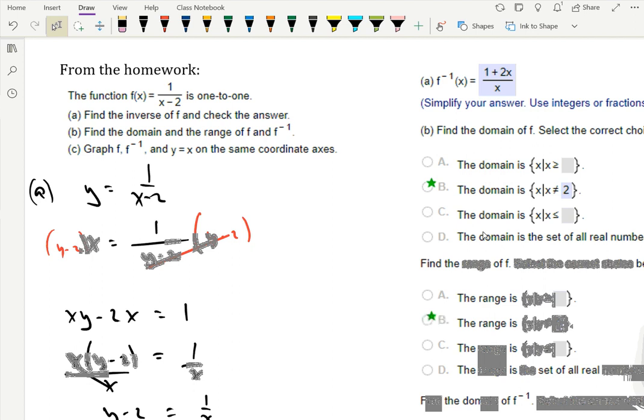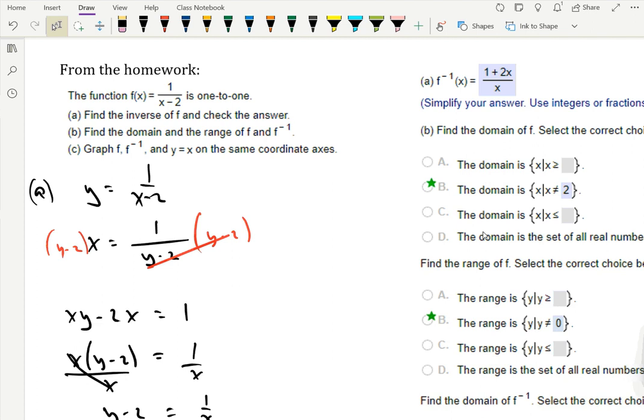Okay, and this says check the answer. We're going to go ahead and skip that check for right now, because we've done several of those, and for our homework, there's really no good way to check that as well. So letter B, find the domain and range of f and of f inverse.